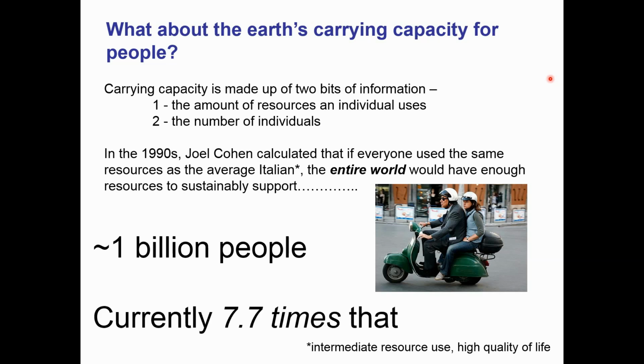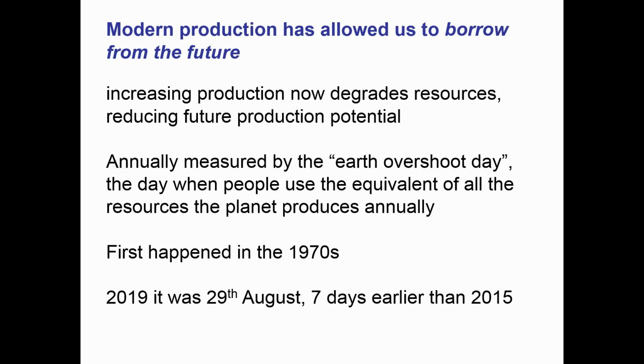We, as humans, are currently at 7.7 times that value of the calculated carrying capacity. The reason we've been able to get so high is that modern forms of production have essentially allowed us as people to borrow from the future. Because what we're doing is increasing production today, now, degrades resources. This is something we talked about in the agricultural lecture. This degradation of resources reduces future production potential. So we overexploit today, reducing the quality of the resource, but that reduces our ability to produce things in the future.